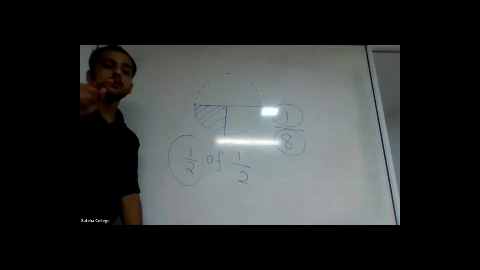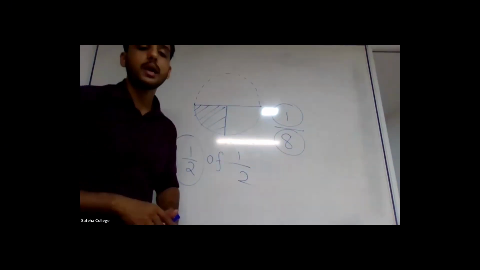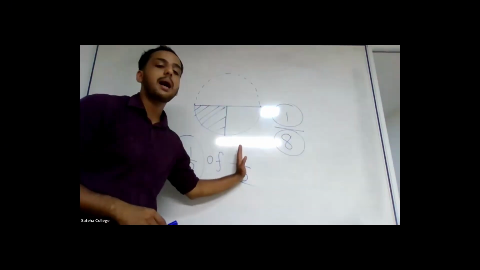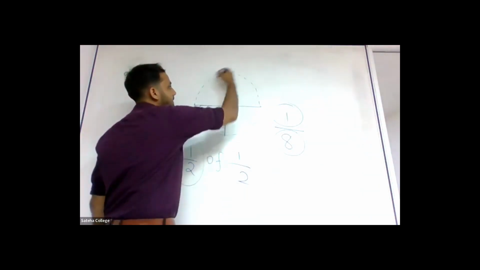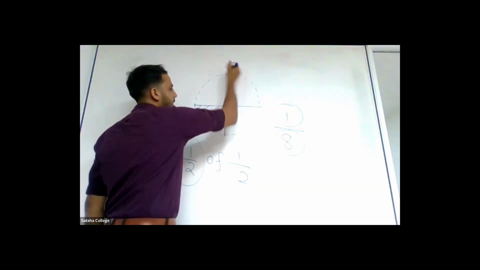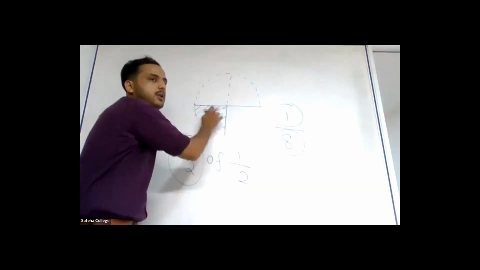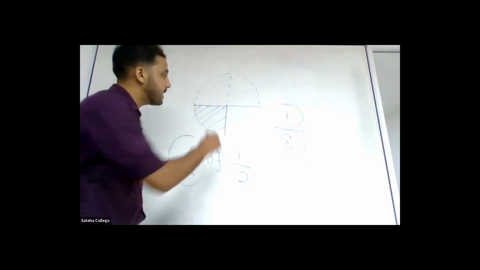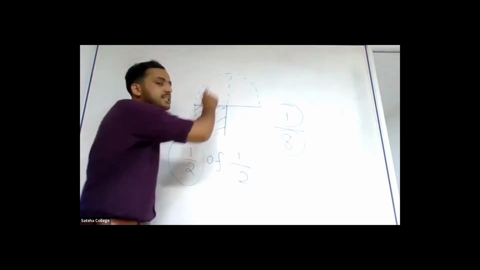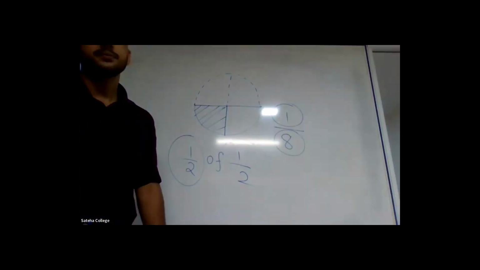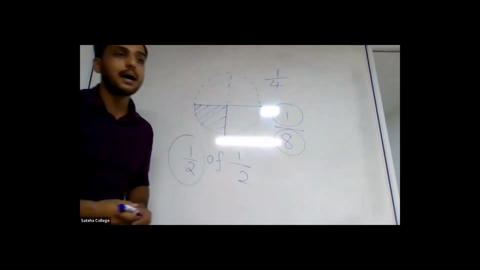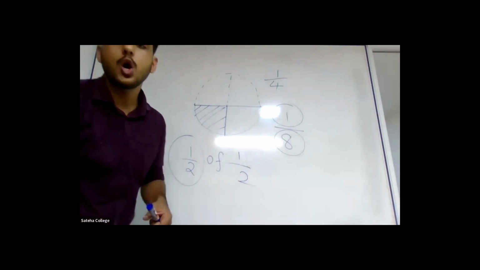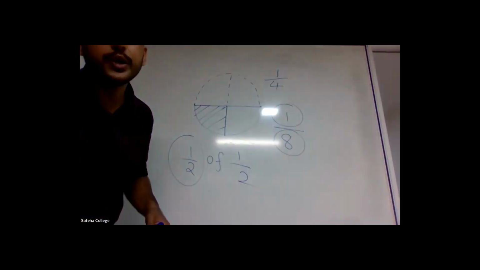Now your duty is to check, half of the remaining part is what of the total? If I take this cake as the total, I have equally divided the cake into how many parts? 4 parts. Now tell me, half of the remaining part is what fraction of the total? 1 over 4. So half of the remaining part is 1 over 4 of the total cake, or the total unit.